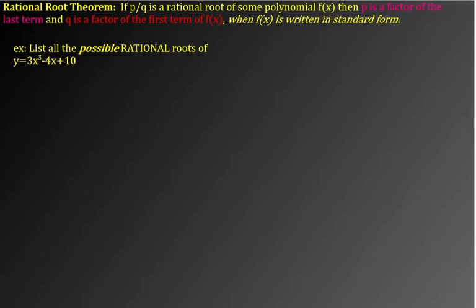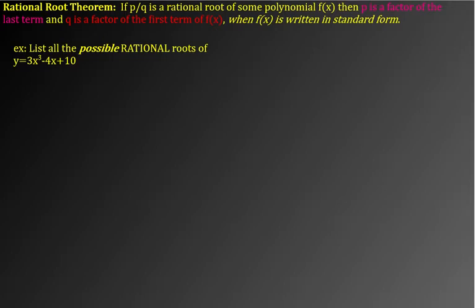So this is the Rational Root Theorem, and it's a very useful, very important theorem in Algebra 2. I'll just read it to you. It says that if you have some rational root p over q of some polynomial f of x, then p basically has to be a factor of the last term, and q has to be a factor of the first term. So p, the thing in the beginning, comes from the end, the last term, and the thing at the end comes from the beginning. And that is assuming that f of x is written in standard form.